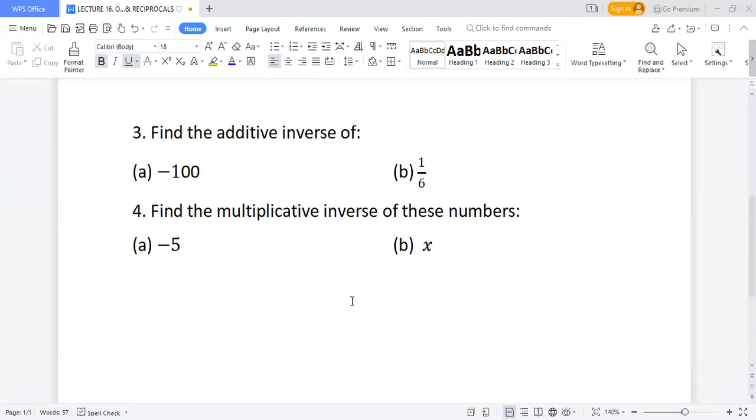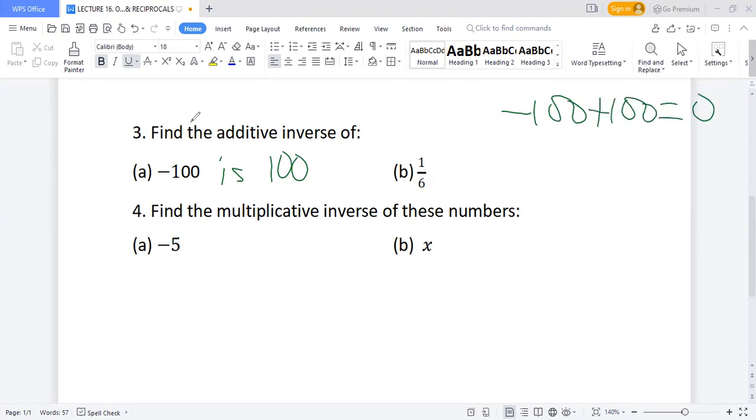Here we want to talk about the inverse. Under inverse, we have two types of inverse. We have additive inverse and we have multiplicative inverse. When we talk about the additive inverse, for example, the additive inverse of -100 implies what number do you add to -100 such that the result will be 0. The number that you add is plus 100. If you say -100 plus 100, it will give you 0.